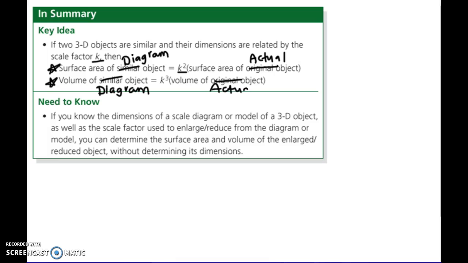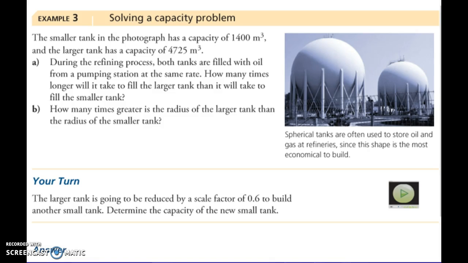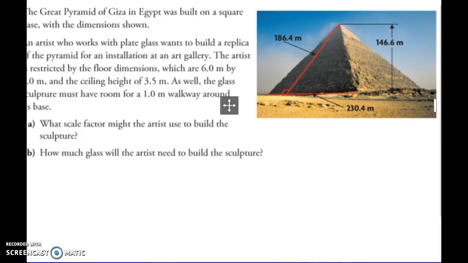actual object. Okay, so if you know the dimensions of the scale diagram or model of a 3D object, as well as the scale factor used to enlarge and reduce from the diagram or model, you can determine the surface area and volume of the enlarged and reduced object without determining its dimensions. So let's go back to example 1.